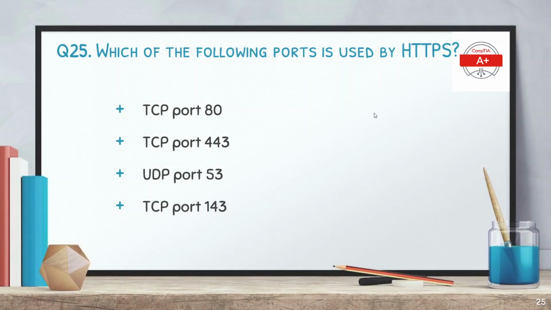Question number 25 is which of the following ports is used by HTTPS? The options are TCP port 80, TCP port 443, UDP port 53 and TCP port 143. We already know that port 80 is used by HTTP and HTTPS uses port number 443. So the correct answer is that HTTPS uses port number 443.